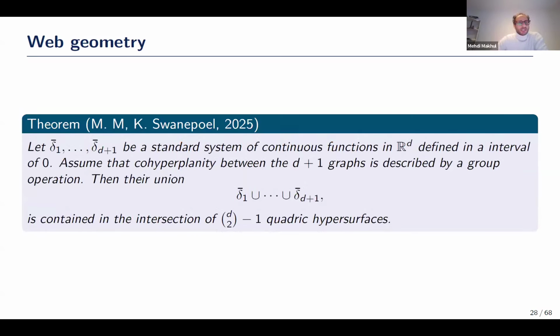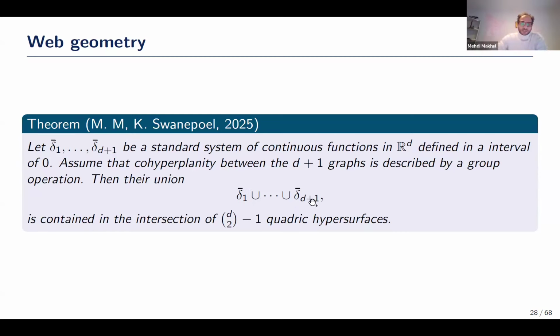And in this setting, the first result of ours is that whenever we have a standard system of continuous functions in d dimensions, defined in an interval around the origin, and assume the co-hyperplanarity between d plus 1 graphs, delta 1 up to delta d plus 1, can be described by a group, then this union must be contained in a single algebraic curve.